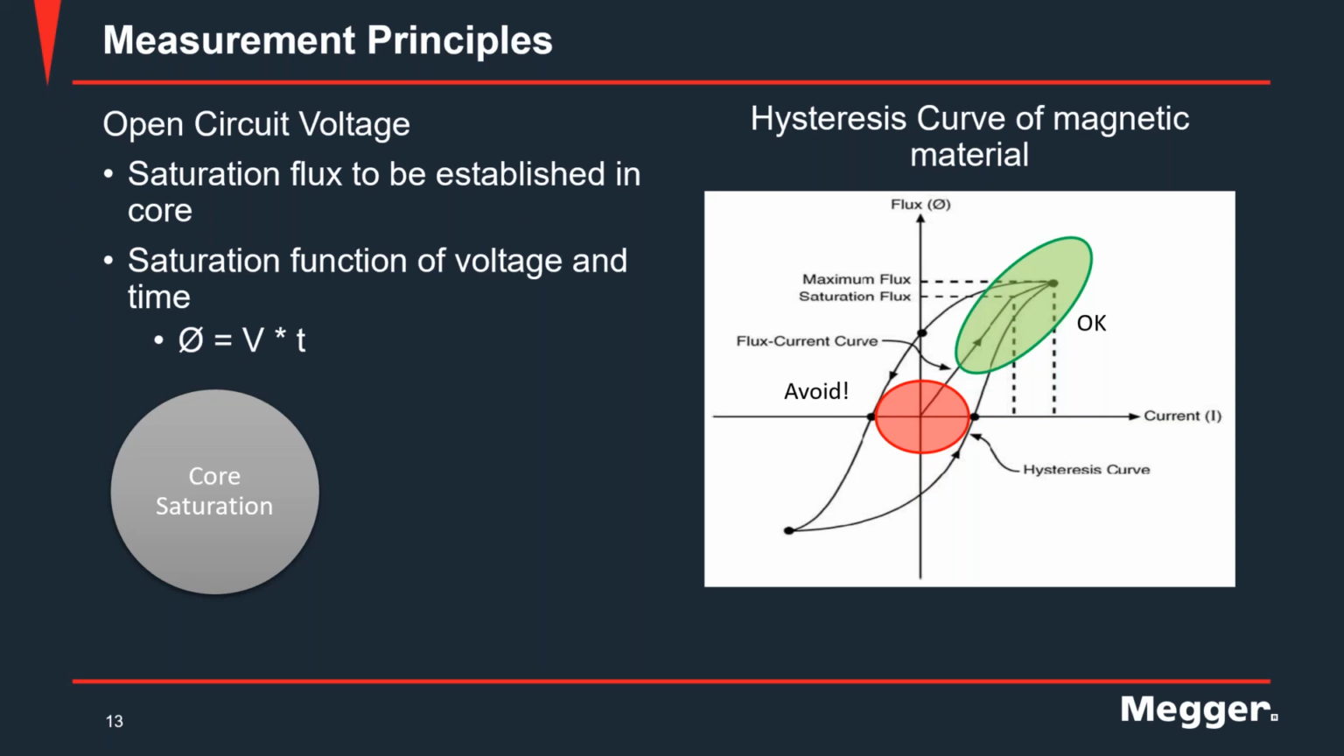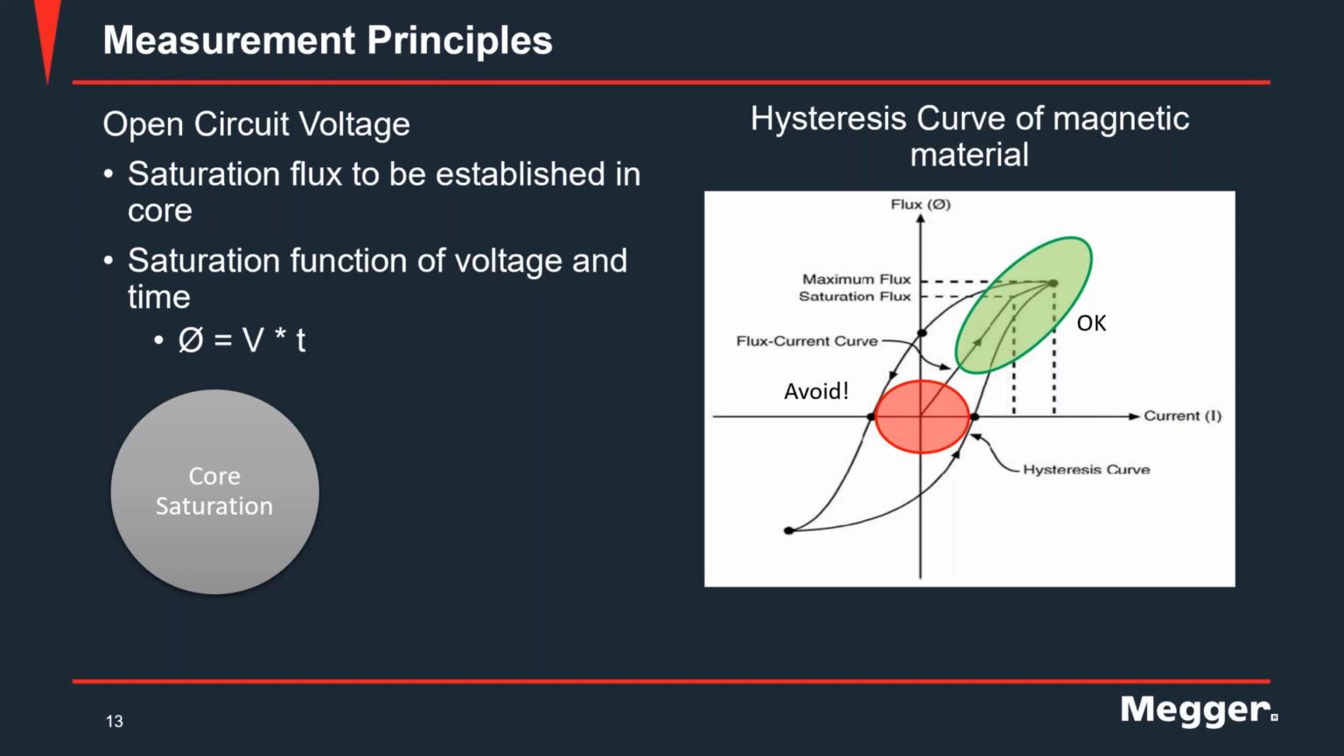And as you are saturating the transformer core, all the domains are aligning themselves to the direction of the magnetic field, and that's what eventually leads to core saturation. And how you achieve saturation is through voltage and time. So applying the right amount of voltage for the right amount of time is going to give you a saturated core.